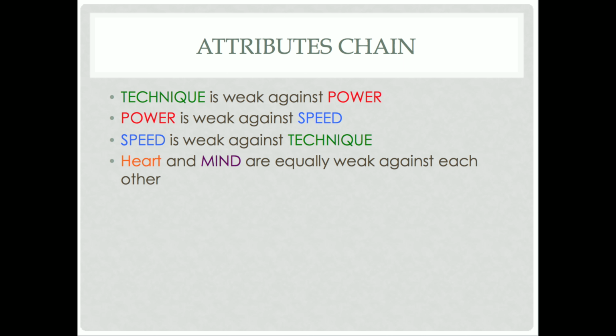Okay, so this is a real quick review of what we just said. The attributes chain: technique is weak against power, power is weak against speed, speed is weak against technique, and heart and mind are equally weak against each other because they're like the dragons, okay?